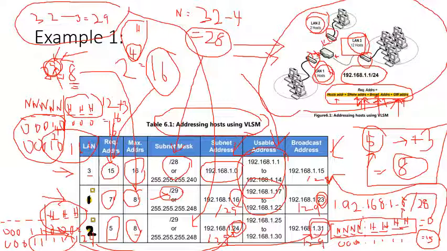So subnetting is used to divide a classful address. For example, class A divided into several smaller classes. So VLSM is used to subnet a subnet. So you already subnet the address, then you want to divide further. So you can use VLSM to divide the subnet further into smaller networks. Okay, that's all for this chapter.